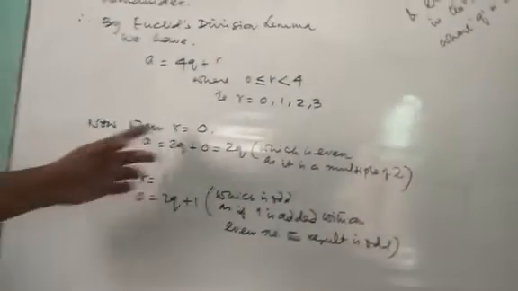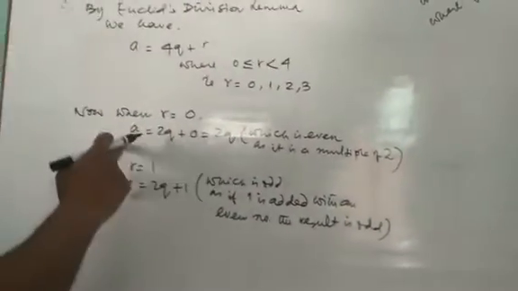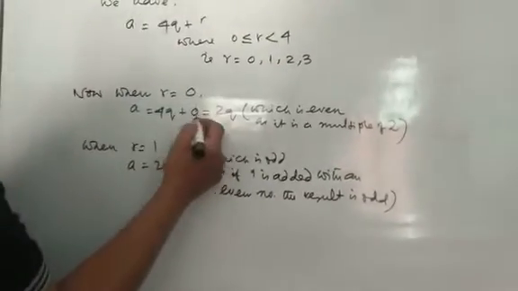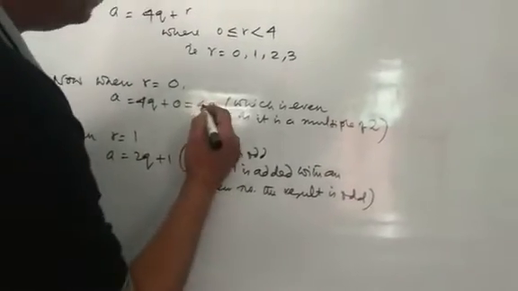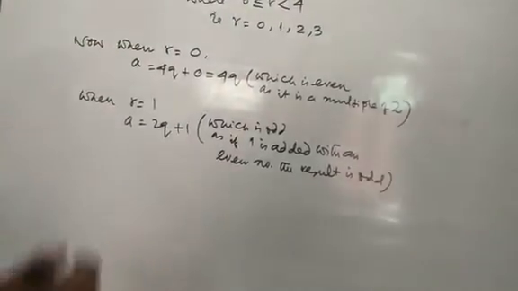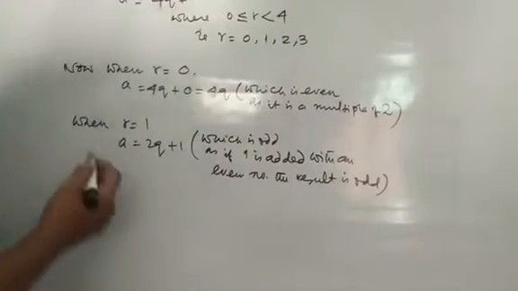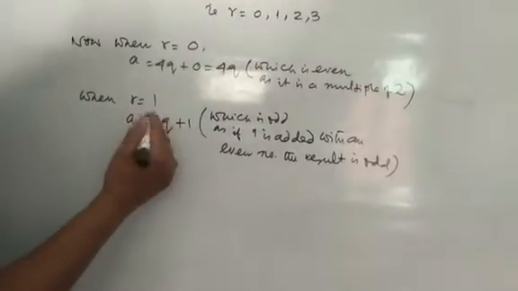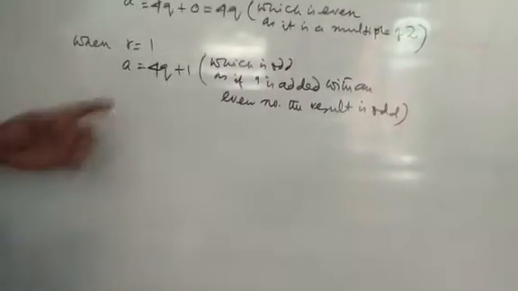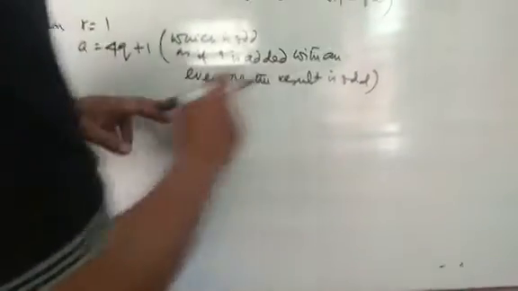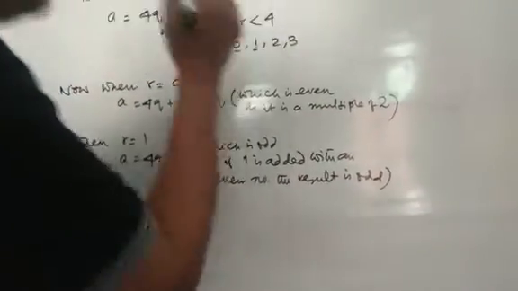Now, when r equals 0, a equals 4q plus 0, that is 4q, which is even as it is a multiple of 2. When r equals 1, the second remainder we are taking, a will be equal to 4q plus 1, which is odd, as if 1 is added to an even number, the result is odd. We have taken 2 remainders.